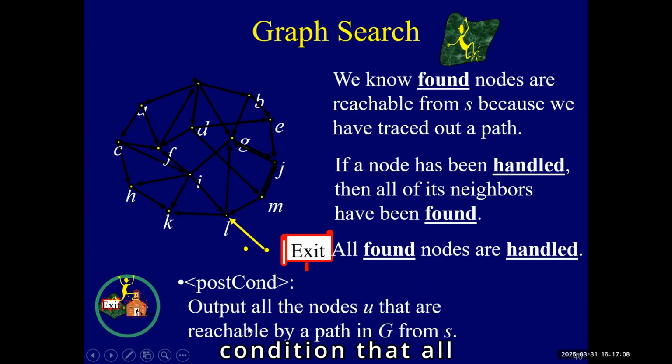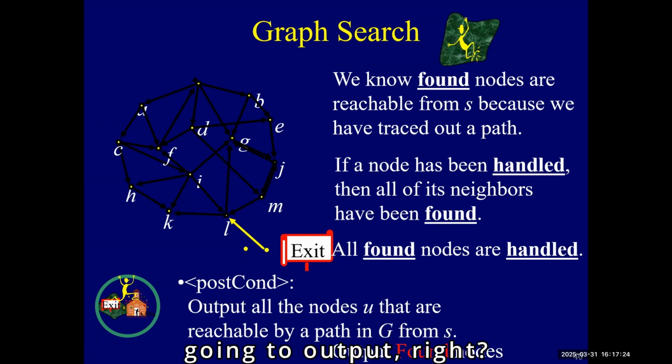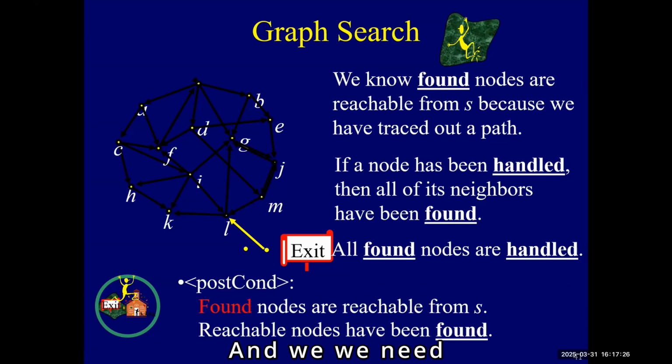And what's our post condition? That all nodes that are reachable have been found, right? So that's what we want. We want to output the found nodes, and here the set found equals the set handled. That's what we're going to output, right? And we need to do this. We have to prove that this works.